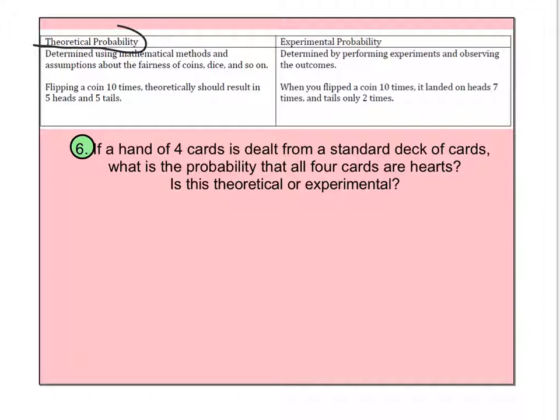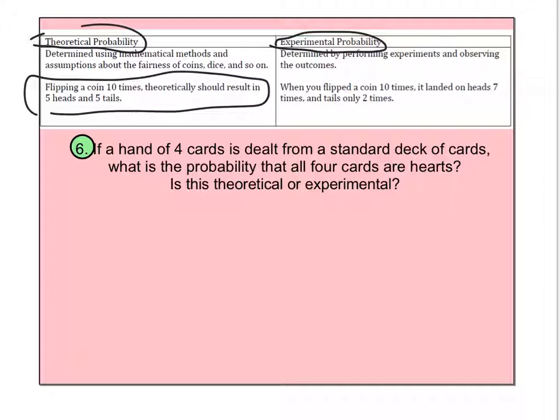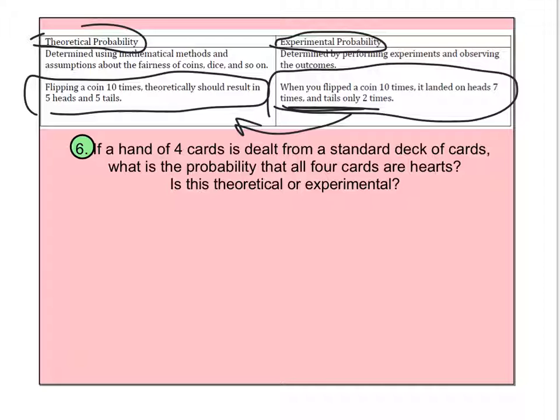Theoretical probability is what you think will happen. Experimental probability means you actually did the experiment, and this is what did happen. So if you flip a coin 10 times, in theory, it should be 5 heads and 5 tails. If you flip a coin 10 times and it lands heads 7 times and tails 3 times, then that's what actually happened. But the more times you experiment, the closer you should get to the theoretical. All right.